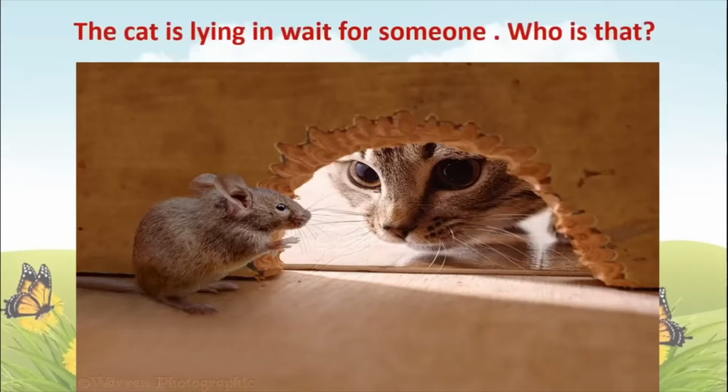There is a cat, and the cat is lying in wait for someone. What do you think the cat is waiting for? The cat is waiting for this mouse to come out of its house, isn't it? But the mouse is very smart. The mouse is sitting safely inside its hole. The mouse knows that if it comes out of the hole, the cat will catch him.